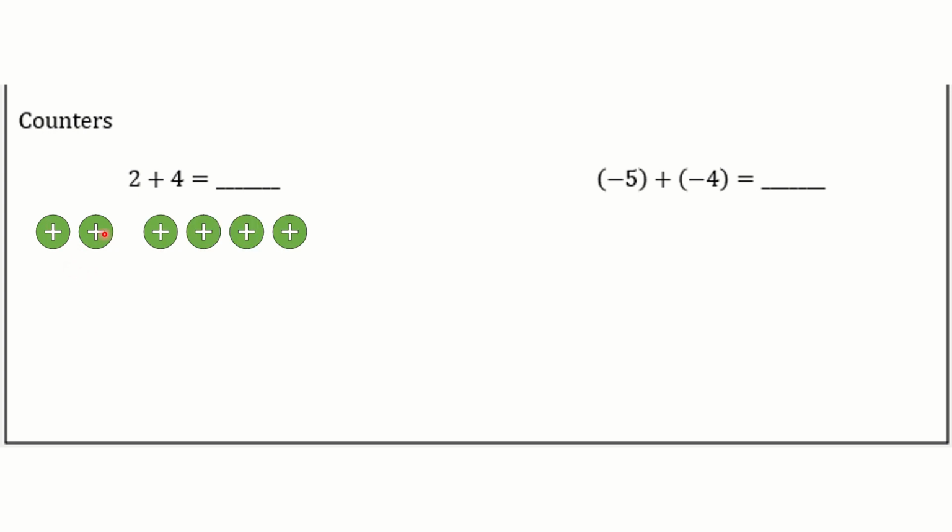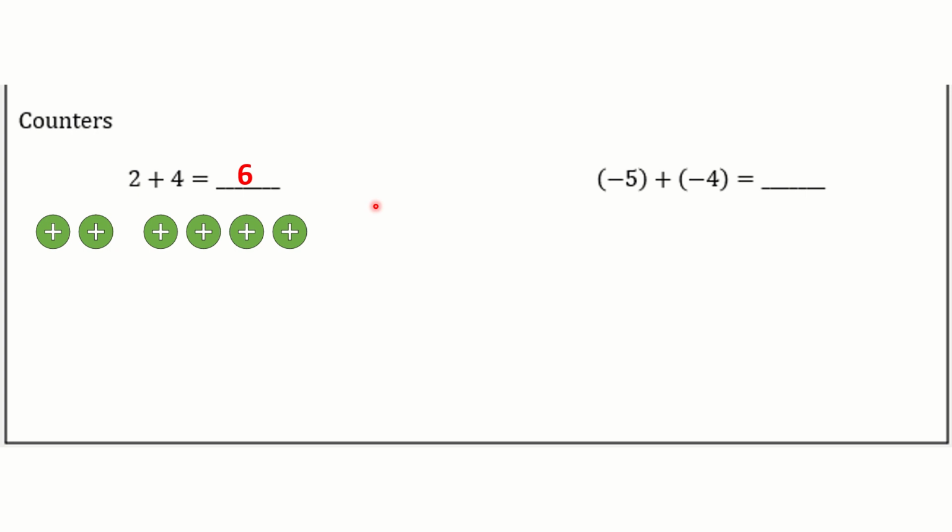Altogether, I have 1, 2, 3, 4, 5, 6 counters. And they're all positive. I should have made that a green 6 to represent that it's positive. Notice we don't have a plus sign in front of our positive 6. We don't need a plus sign to know that it is positive, but we do need a negative sign to know it's negative.